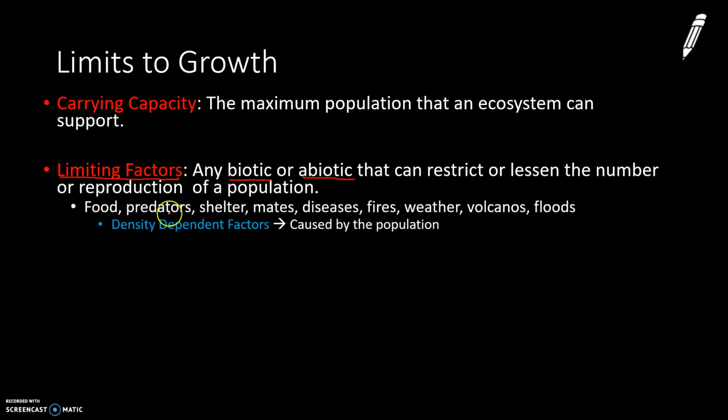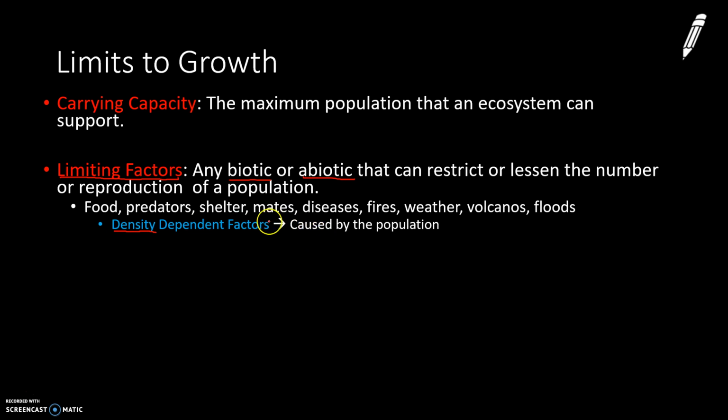The first type is density dependent factors. Okay, break that word down. Density dependent means that this is caused by or dependent on the density, how close those individuals are with each other, okay? They are caused directly by the population.